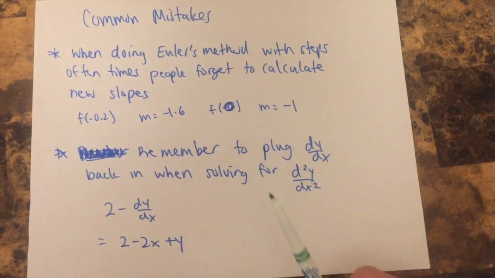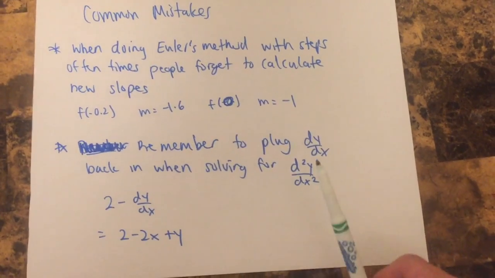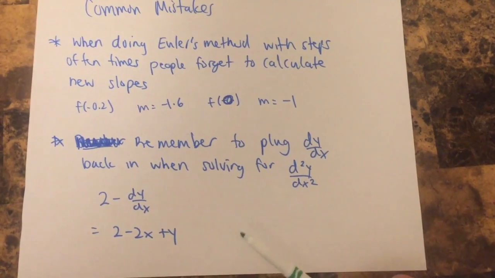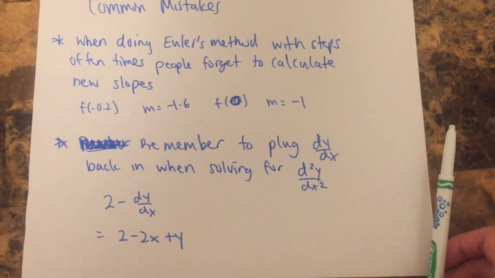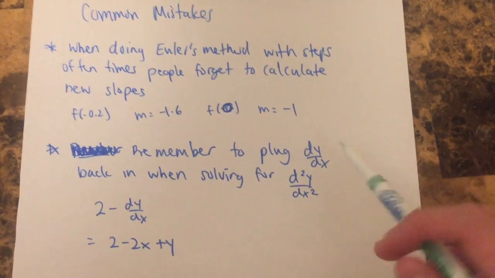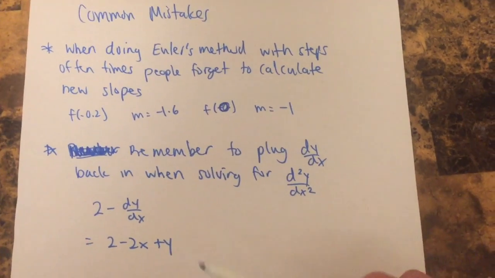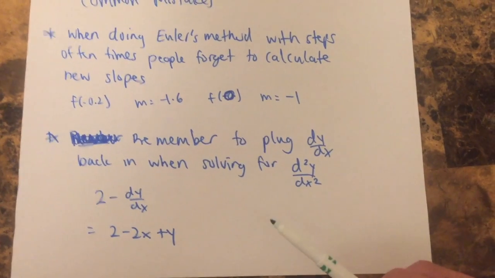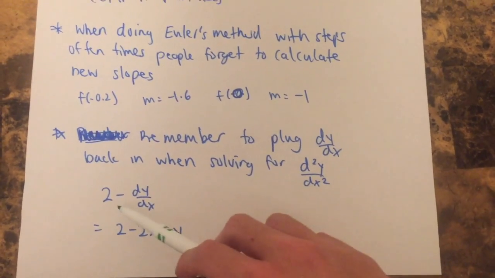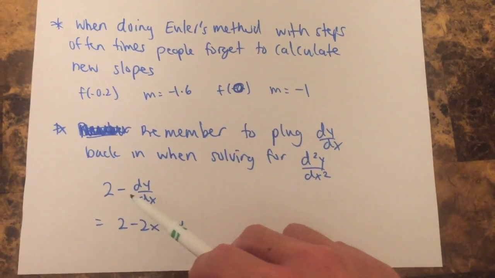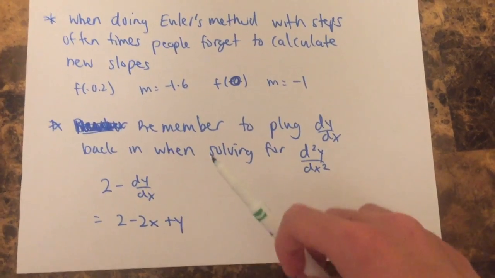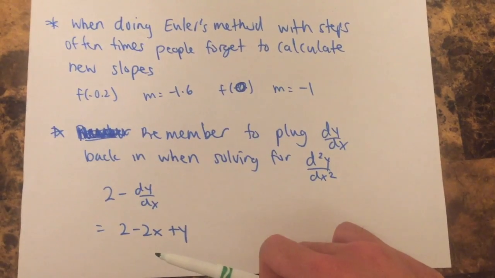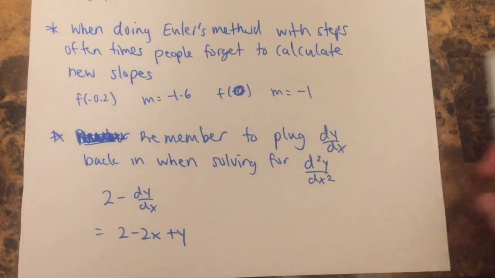And the second thing to note is to remember to plug in dy over dx back in when you're solving for d2y over dx squared, because oftentimes when you're solving for this, you will get y prime back because you'll be solving in terms of x. And so, for example, in our problem, we had 2 minus dy over dx. You're just going to plug back in dy over dx that they have given you into the equation.